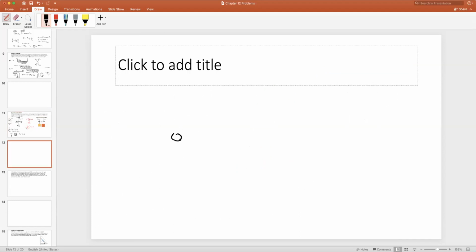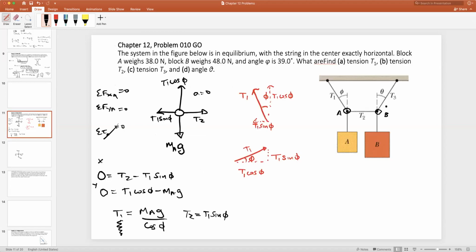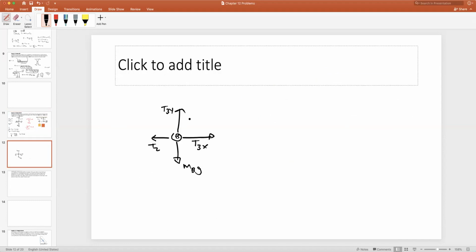So the second part for B, we have mass of B times g down, the weight down. We have T2 again, but now this becomes T3 in the X, and this becomes T3 in the Y. So there's a T3 in the X, and there's a T3 in the Y. Instead of putting this as T3 cos theta, just leave it alone for a minute.